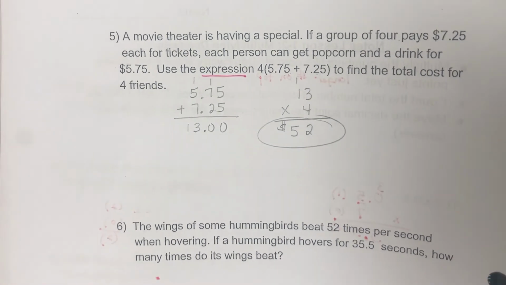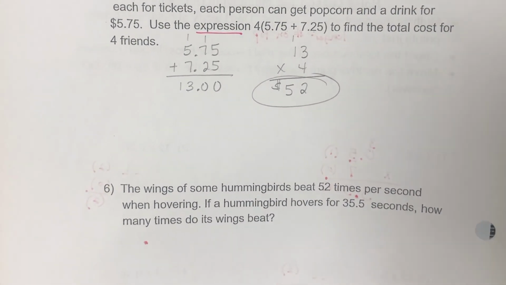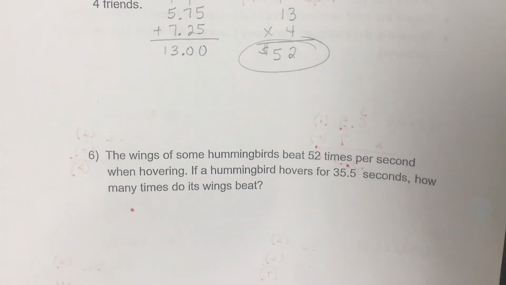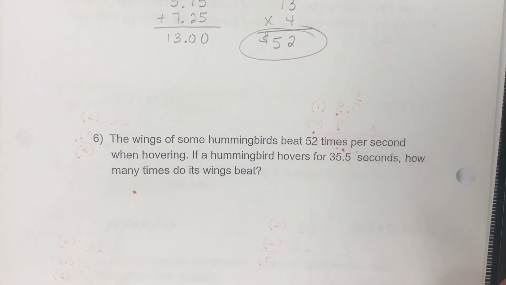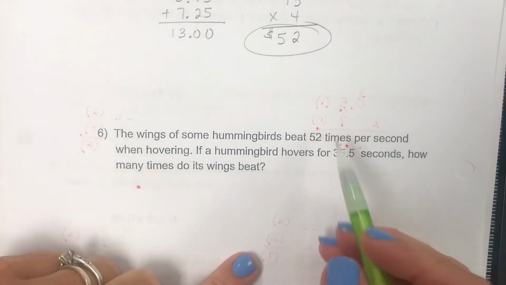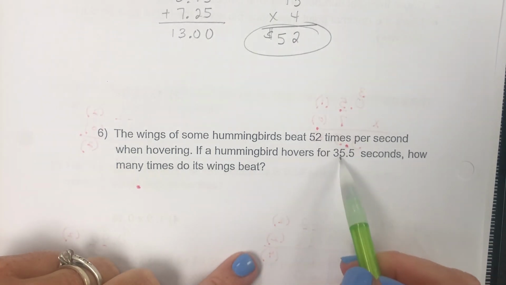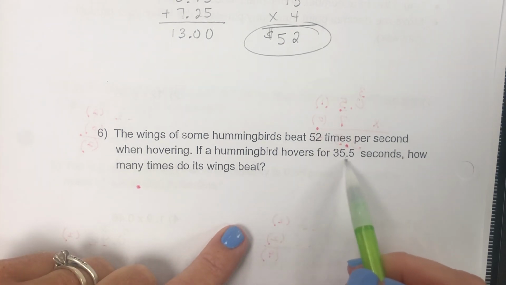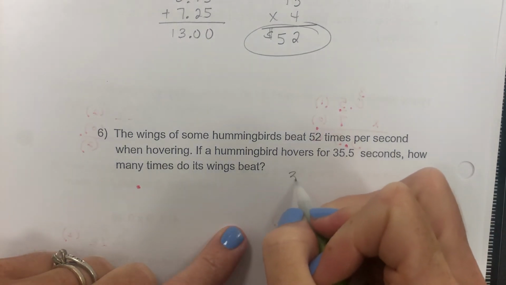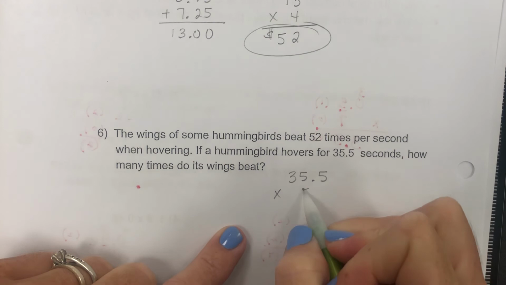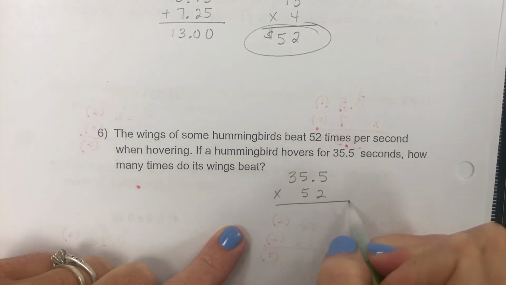The last one says the wings of some hummingbirds beat 52 times per second when hovering. If a hummingbird hovers for 35.5 seconds, how many times does its wings beat? So that's how many times in 1 second, and they want to know how many times it would be in 35.5 seconds. So I will multiply those together. This one has more digits, so I will put that on top and put 52 below it.